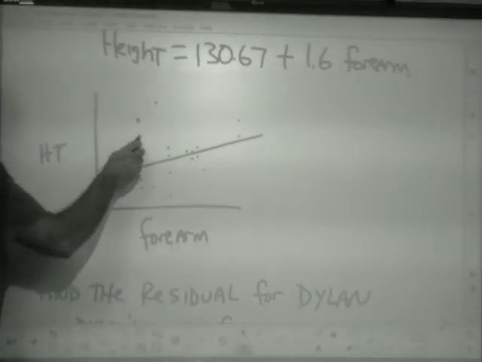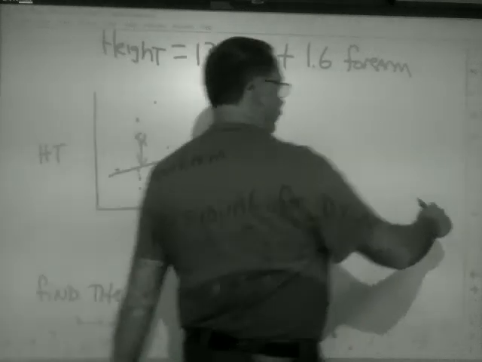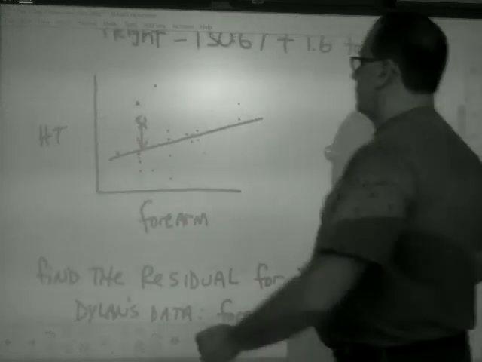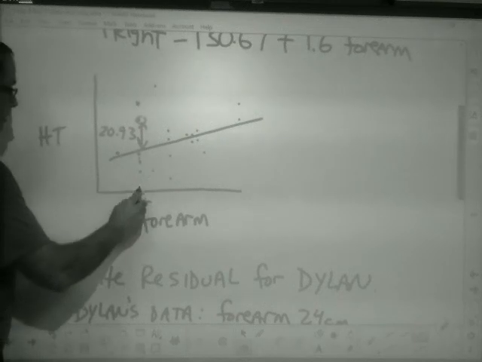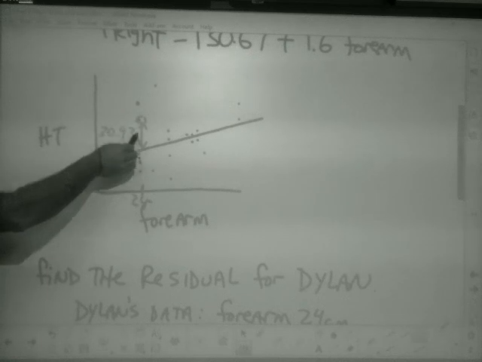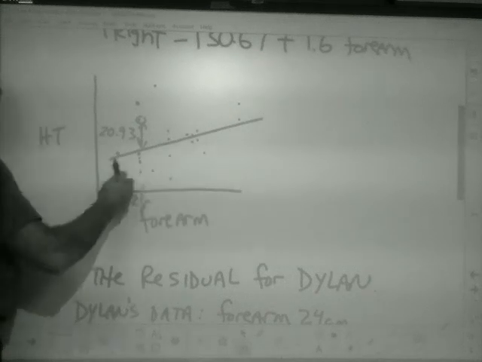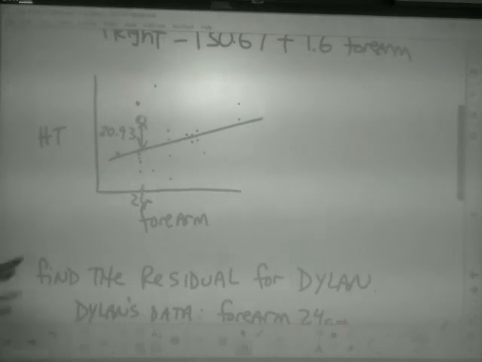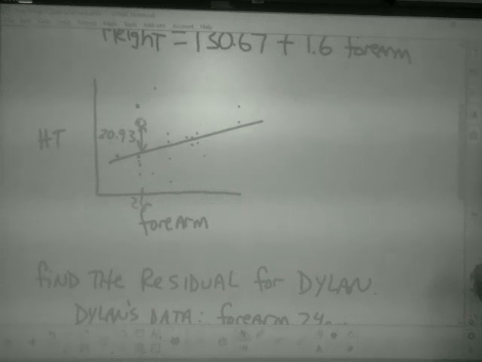So this might be Dylan right here. And this distance then is, let's see what it said again, 20.93. And this down here would be where 24 centimeters is on the x. So this could be Dylan right here. He is 20.93 centimeters taller in height than our line predicts for someone who has 24 centimeter forearms. So that's the introduction to regression and introduction to what a residual is and how we calculate it.